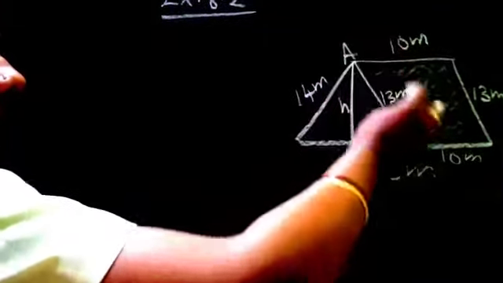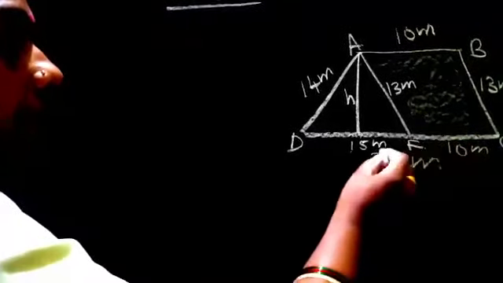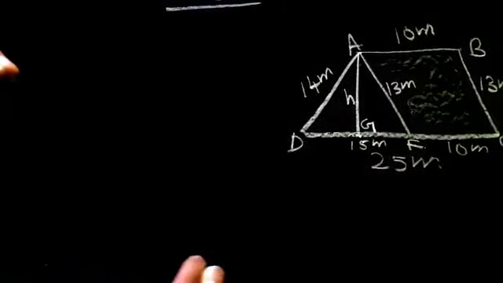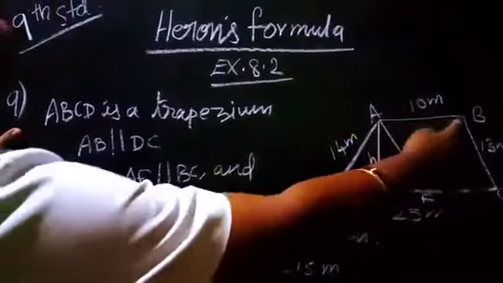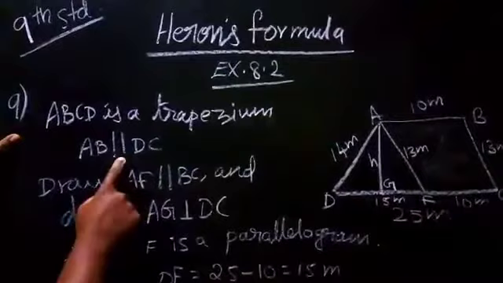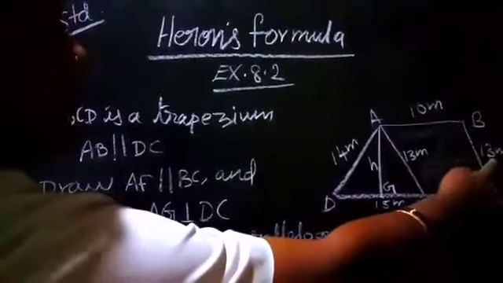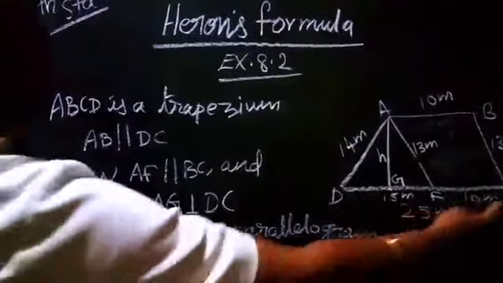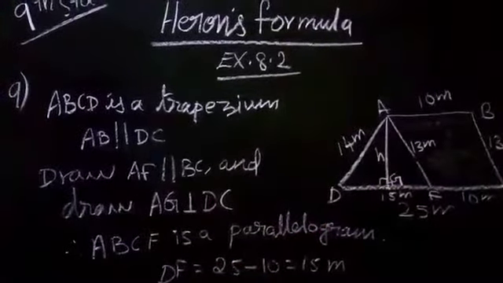So we'll give the name of trapezium. ABCD is a trapezium and ABCF is a parallelogram. This point I'll give as G. ABCD is a trapezium. In this AB and DC are parallel sides. So we have drawn now AF should be parallel to BC. That's why this is 13 meter means here also it will be 13 meter. And AG is perpendicular to DC I have drawn here. Perpendicular means you will get here 90 degree. Here also 90 degree will get.